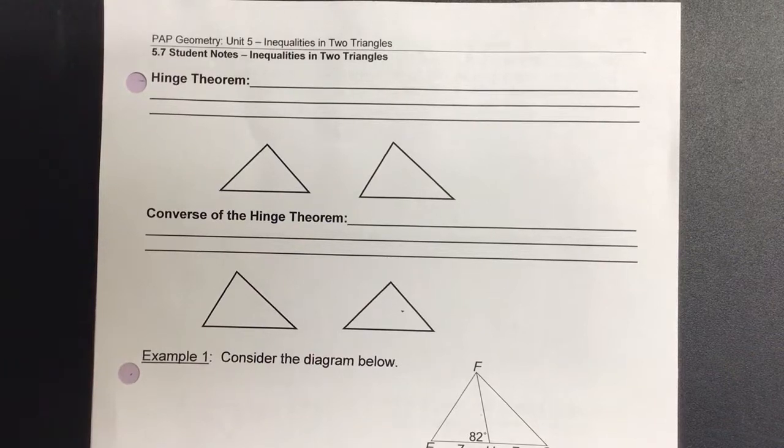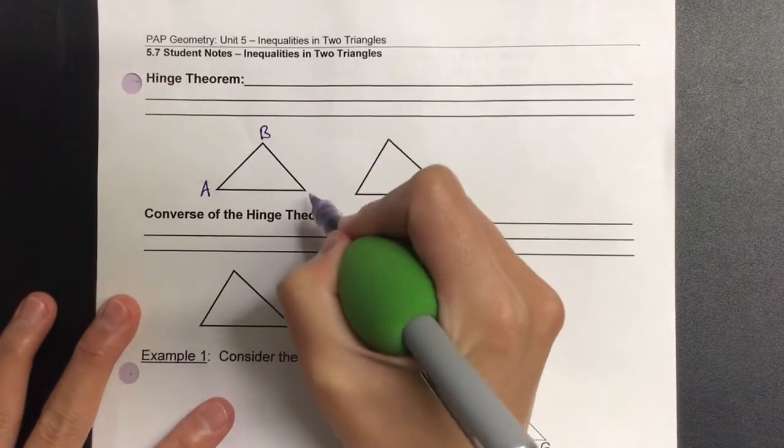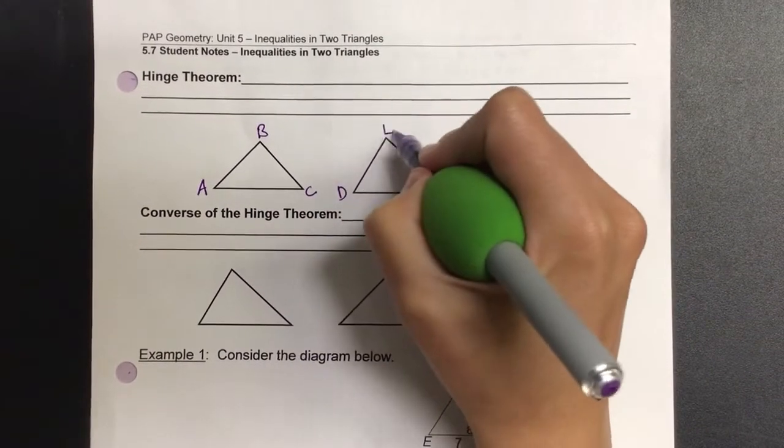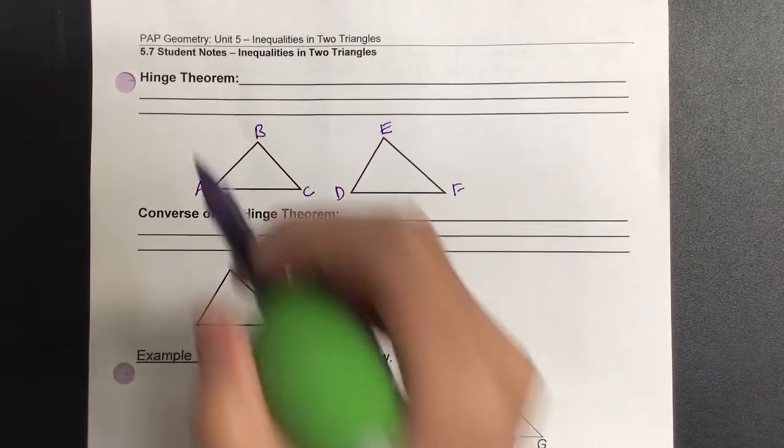Let's name the triangle given as ABC. It doesn't matter which order, as long as you're consistent on the second one. And the next one, DEF. And the hinge theorem states the following.